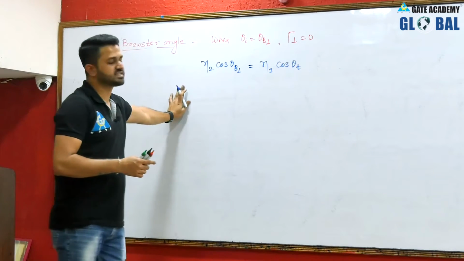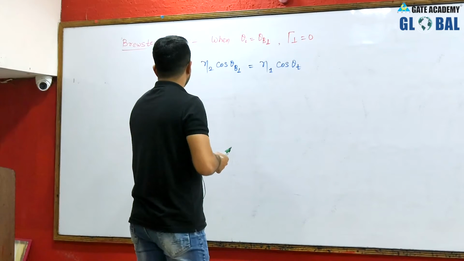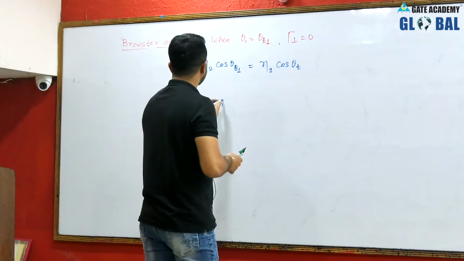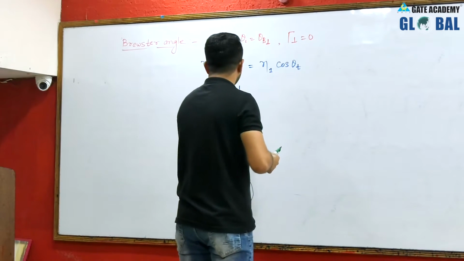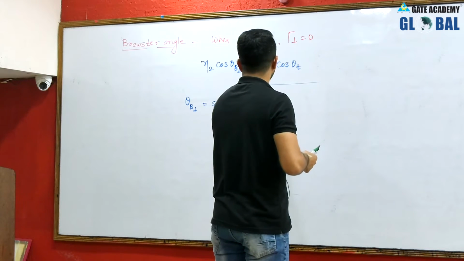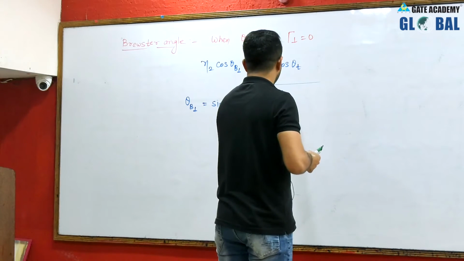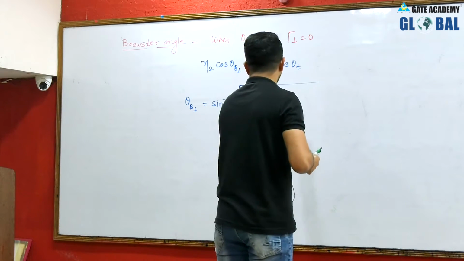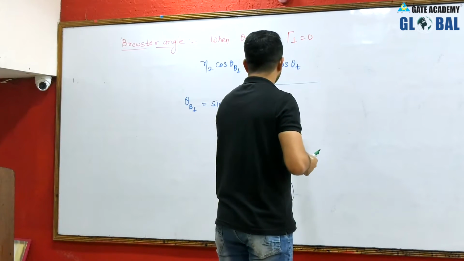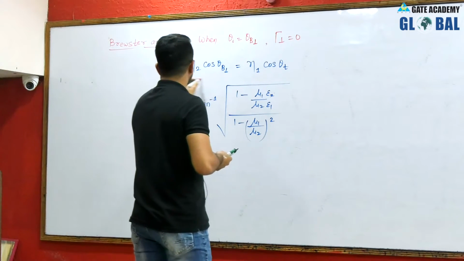When this condition is satisfied, the reflection coefficient becomes 0, and after the calculation we get theta b perpendicular is equal to sine inverse of root over (1 minus mu 1 by mu 2 times epsilon 2 upon epsilon 1) divided by (1 minus mu 1 by mu 2) whole square. This is the formula; we are not deriving it here.